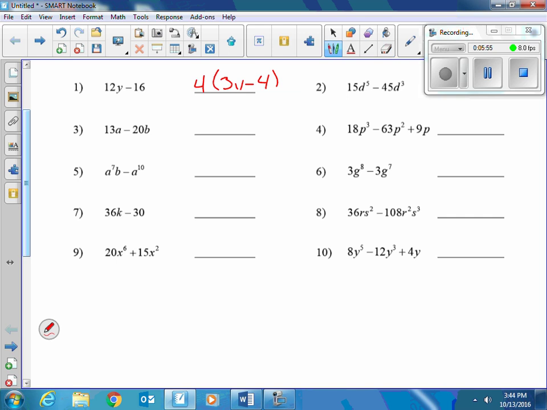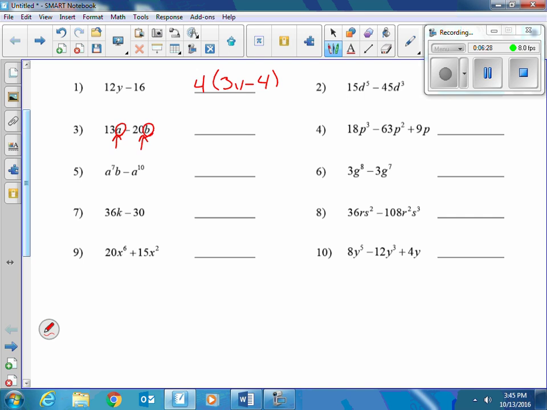All right, if you look at number 3, for example, if you examine this term, it's got a 13 and an A, and this has a negative 20 and a B. Well, 13 is a prime number. In other words, it only factors into itself and 1. So does 13 also go into 20? No, it's not going to go in. And this has an A and this has a B, which means there are no variables in common.